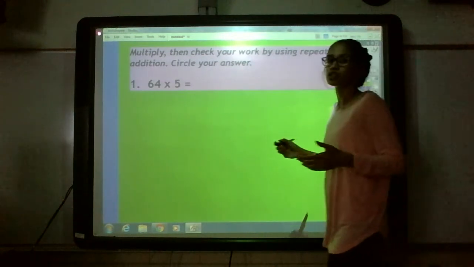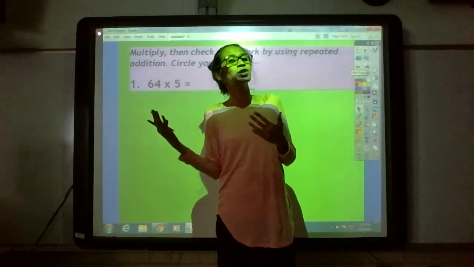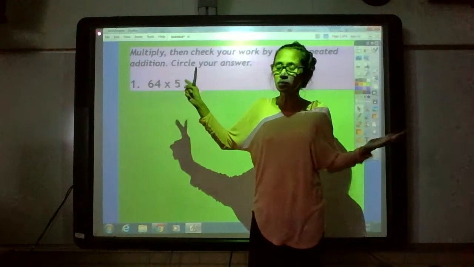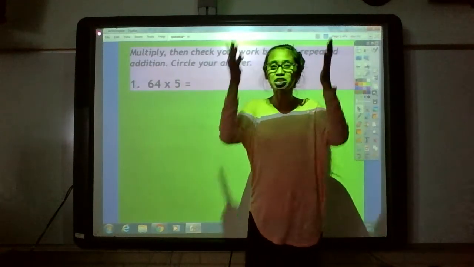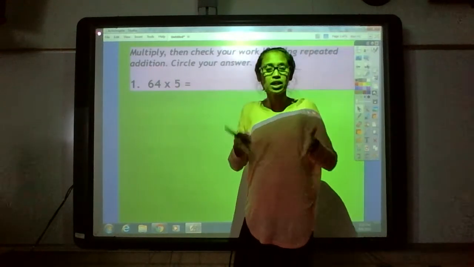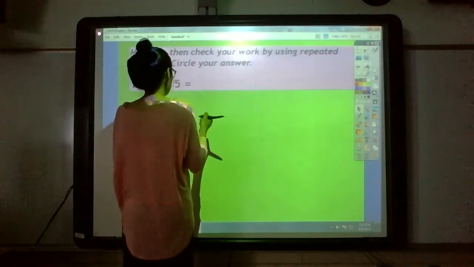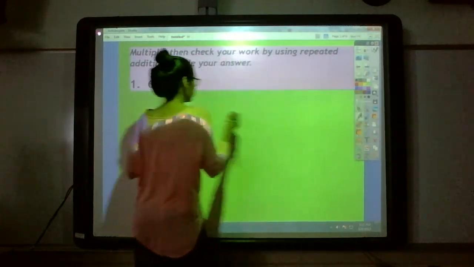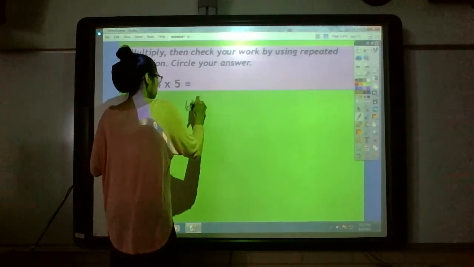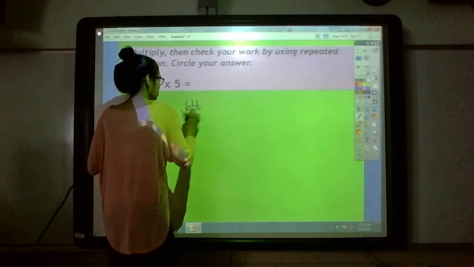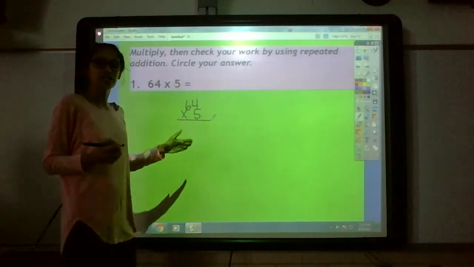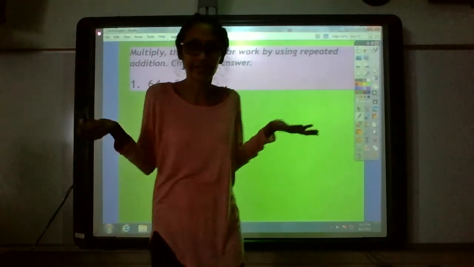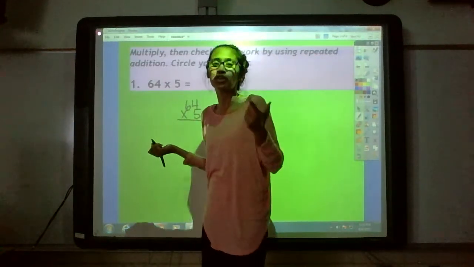Now the first thing we need to do is write it correctly. We cannot multiply horizontally like this. Well, maybe you can do it mentally, but it is so much easier if we write it vertically. That means straight up and down. And I'll write it right here. I need a pen. All right, 64 times 5. So write it vertically, and we are going to use the standard algorithm. That means kind of like the regular way that you learned to multiply.